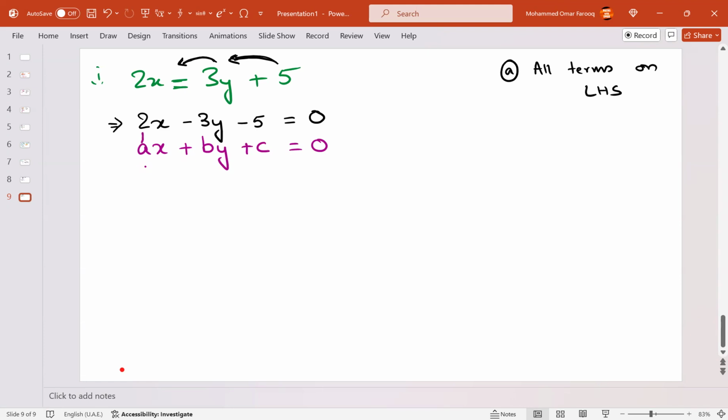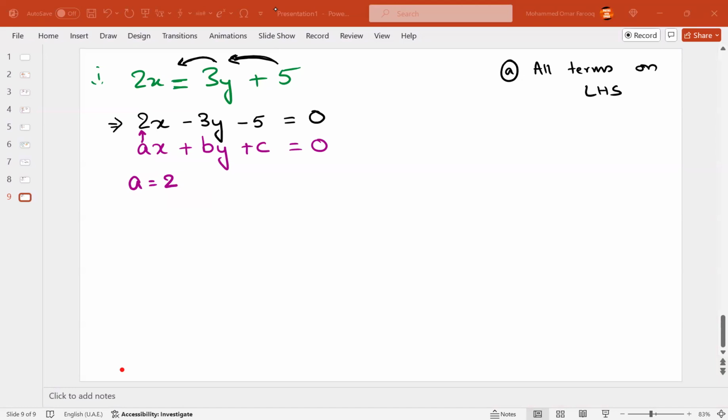Now, what is the coefficient of x? You tell to yourself. 2. So therefore, a is equal to 2. We have to learn how to write the coefficients of x, y, and constant, because they will be used next year to solve equations. It's very important, you have to learn. That is the reason we are learning how to write the coefficients of x and y.